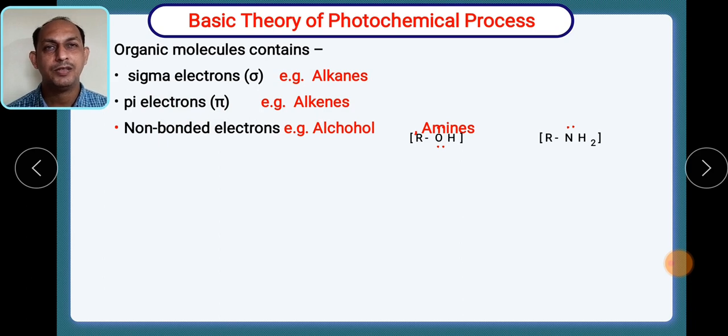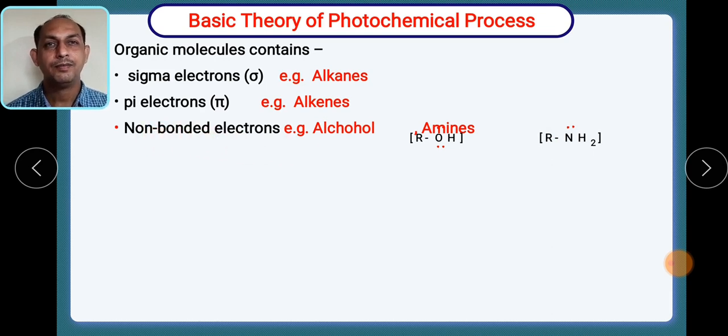So these are the two electron types we are familiar with: sigma electrons in single bonded compounds, and pi electrons in double bonded compounds. Apart from that, there is one more type of electron, the non-bonded electrons. Non-bonded electrons are those electrons which are not taking part in bond formation. We call these non-bonded electrons lone pairs of electrons, which you can observe in compounds such as alcohols and amines. In alcohols, oxygen has two lone pairs of electrons, while in amines you can observe one lone pair. These are called non-bonded electrons.